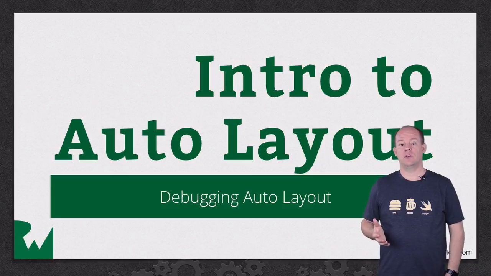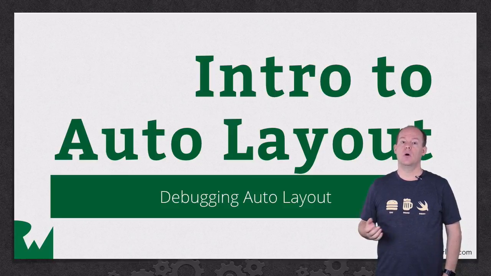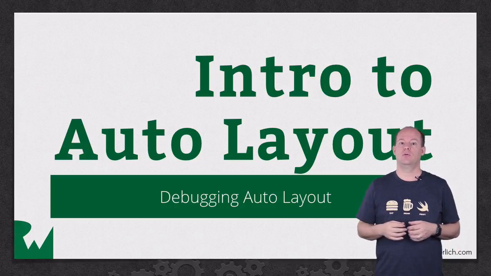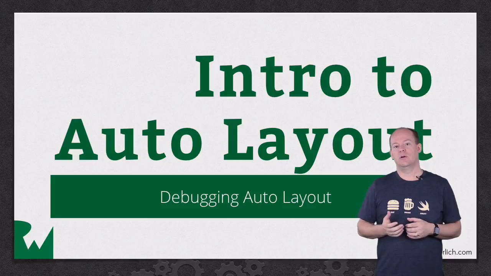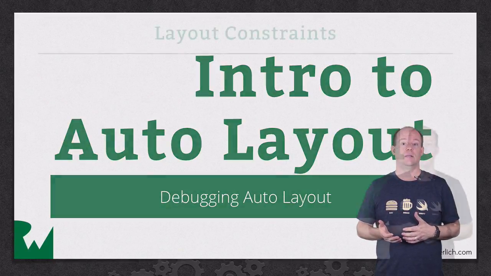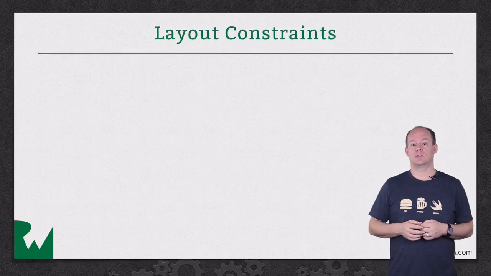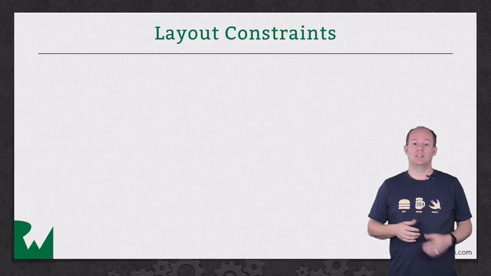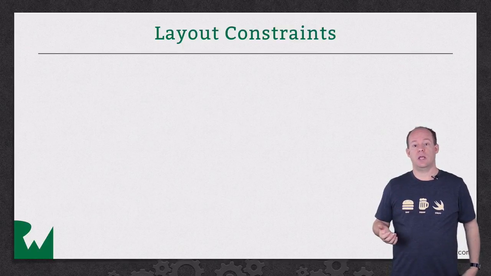Whether you're creating your views and constraints in Interface Builder or code, the time will likely come when you want to debug what is going on with Auto Layout and why it's putting that view there. In this video, you'll learn some tools for peeking under the hood at what's going on in Auto Layout. When you're viewing debug logs or output from some of the debug methods in Auto Layout, you'll see several different classes of constraints. It's helpful to know what they are and how they're created.